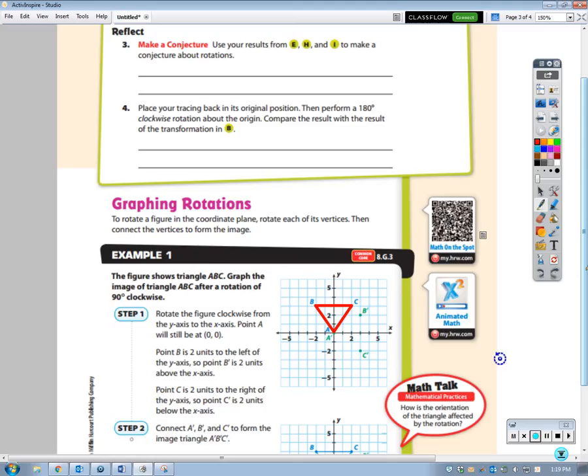So, what happens to size? What happens to shape? What happens to orientation? Did size change? Side length did not change, and angle measure did not change. So size and shape remain the same. So we can say rotations preserve size and shape, or congruence, right? Because that's what congruence is, the same size, same shape. But they change the figure's orientation by turning.